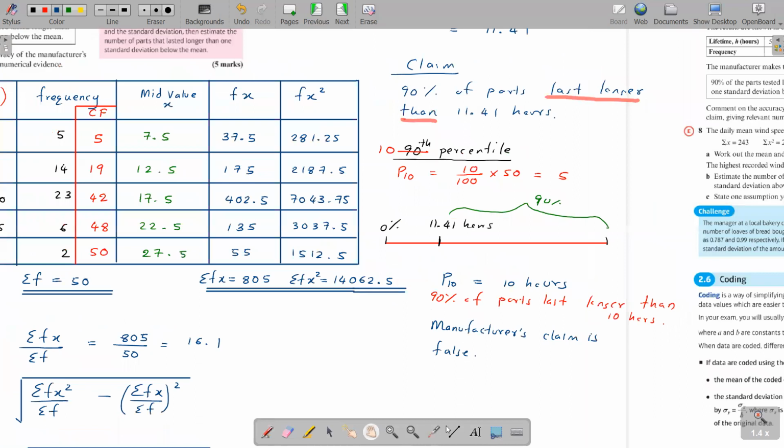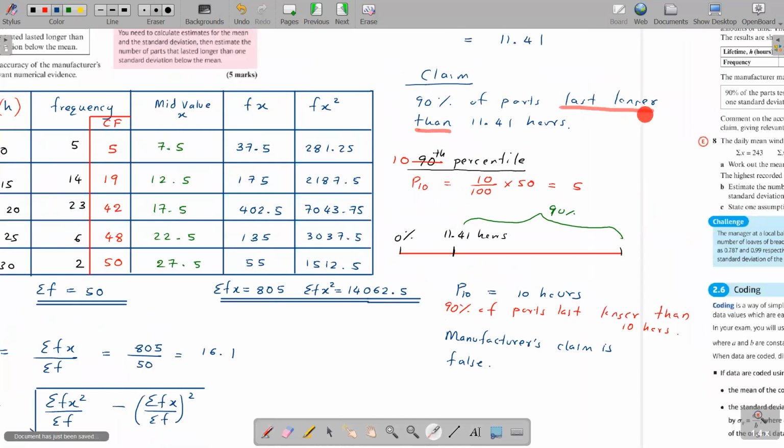Guys, this is really important that you need to understand, especially the words lasting longer, lasting lesser, because that needs to be clearly understood. When they say lasting longer, you need to immediately understand that this is the part that comes after. So 90% comes after this 11.41. When we find percentiles, remember we are finding from the beginning. So if 90% of the parts last longer than 11.41 hours, in other words, 10% will last lesser than, and this lesser than part only we can take for the percentile.